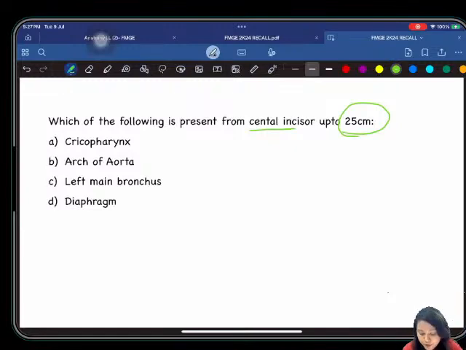Anybody who has attempted this question can answer in the chat.